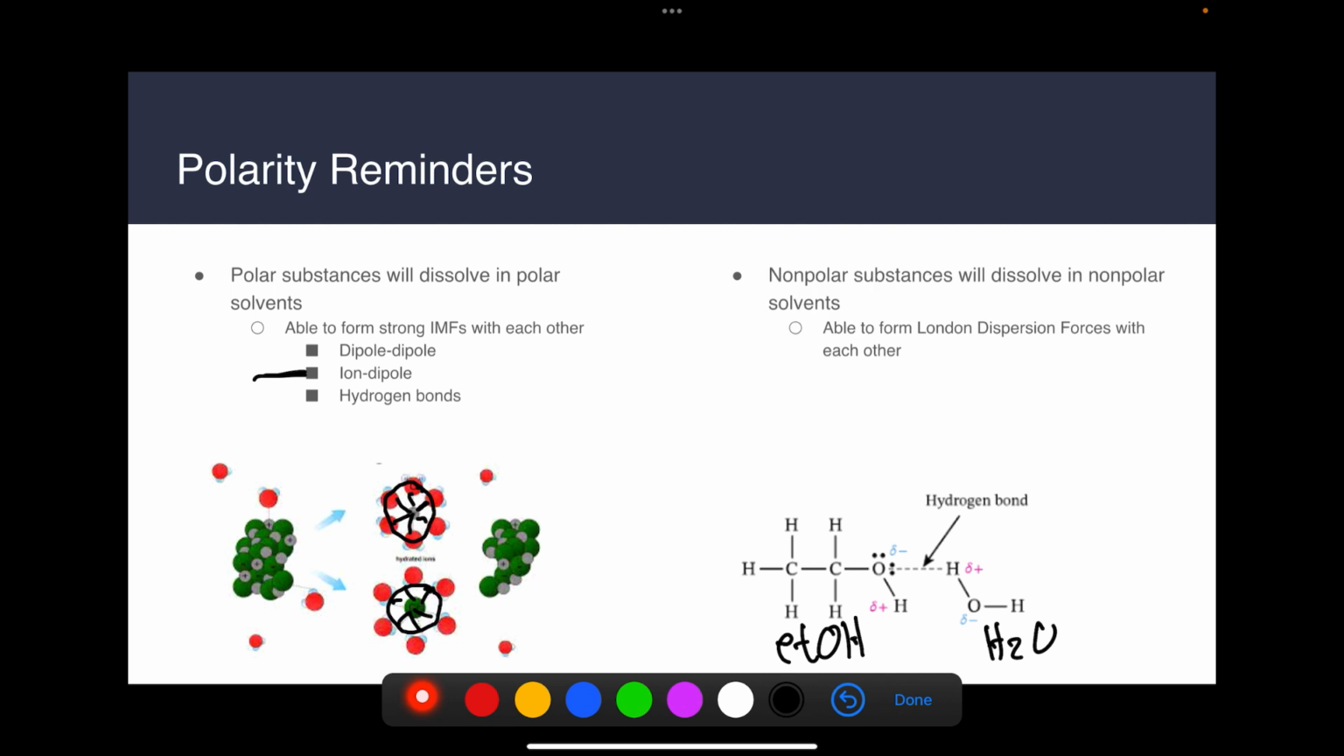Nonpolar substances, on the other hand, will dissolve in other nonpolar substances because they're able to form London dispersion forces between solute and solvent particles. An easy shorthand to remember this is like dissolves like. Polar substances will dissolve in other polar substances, nonpolar substances in nonpolar substances.